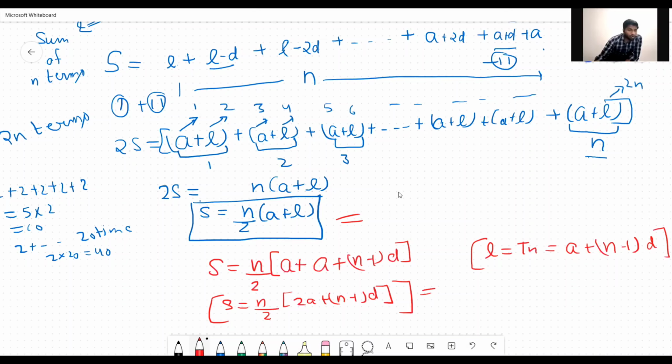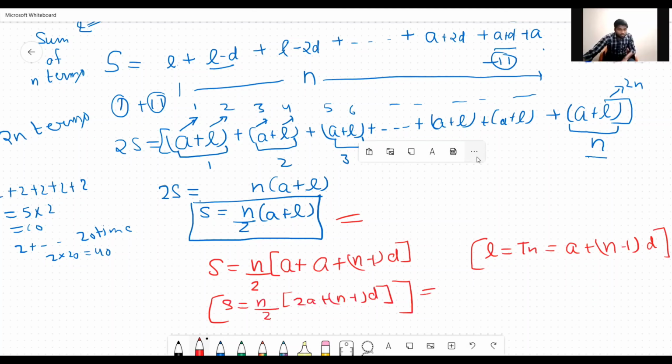So if we know the first term and last term, we will use this formula, S is equal to n by 2 (A plus L). And if we know the value of first term and common difference, we will use the formula S is equal to n by 2 (2A plus (n minus 1)D).